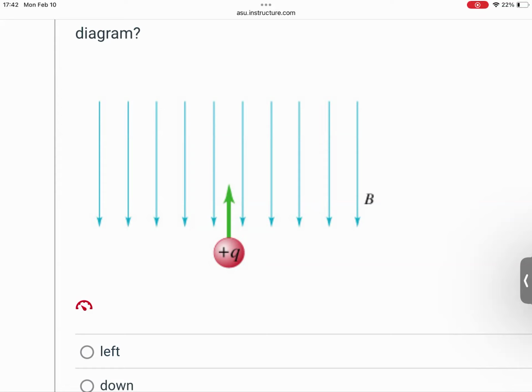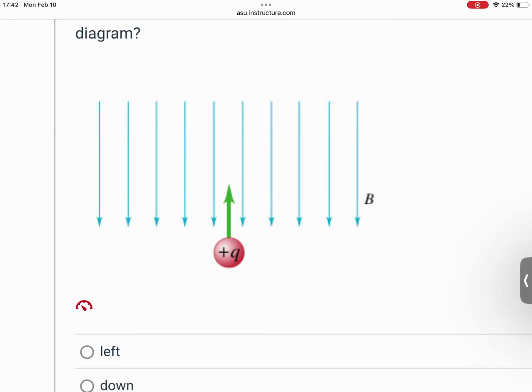V cross B would be down. The tip of the arrow is shooting out, so it points out of the page. So technically, these are the negative ones, and this one is positive. So this is the fastest.